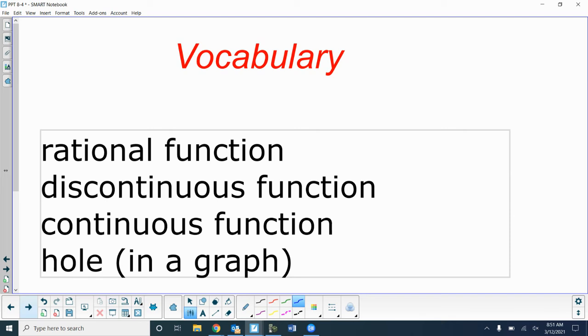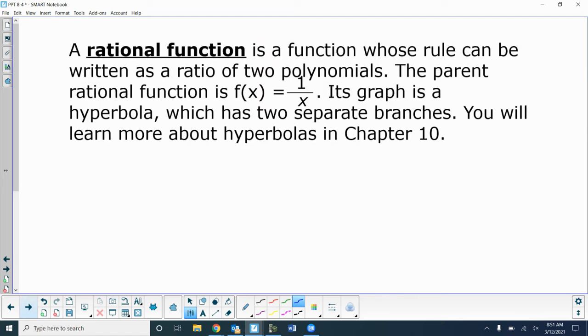Most of these are discontinuous. Sometimes these will have a little hole in them. Okay? A spot where there's no number, this number doesn't work. So it's a break and we call it a hole. A rational function, again, is a function whose rule can be written as a ratio of two polynomials. We've talked about this. The parent function is f of x equals 1 over x. Its graph is a hyperbola, right? So these graphs are called hyperbolas.